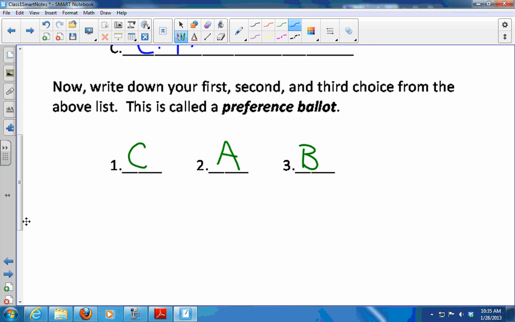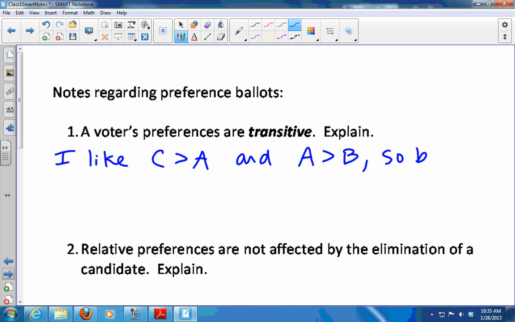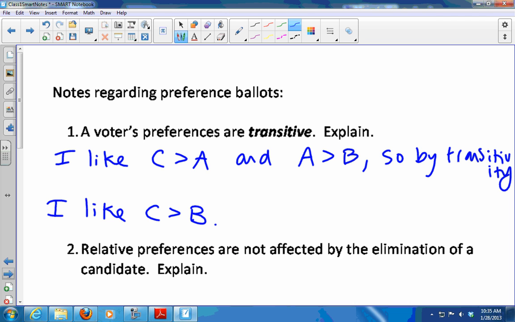So I know that I like C more than A, and I like A more than B. So by the transitive property, so by transitivity, I like C more than B. I'm using that greater than sign just to mean more than as a shorthand, so I don't have to write so many words.